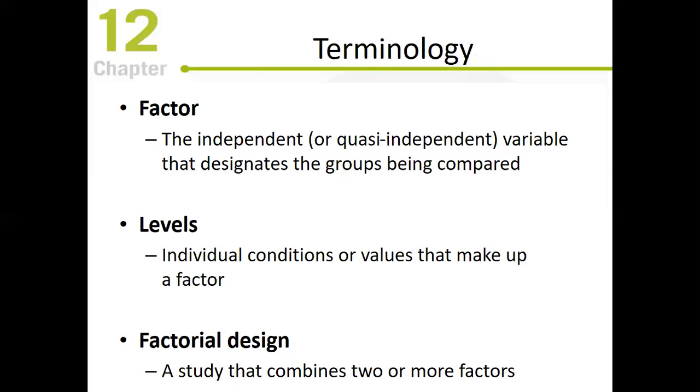And the term factorial design, all that refers to is a study that's combining 2 or more factors, 2 or more independent variables. Sometimes we call them quasi-independent if they're things that we can't manipulate. Things like age and sex can't randomly be assigned by a researcher. So most research studies today are more complicated. We want to look at a couple of different factors. Maybe we want to look at drug dosage as well as sex. Does it matter if you're male or female?